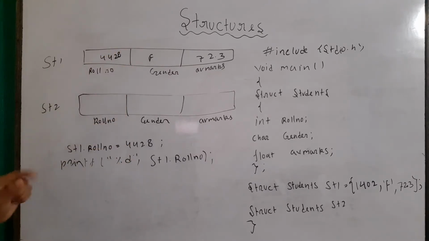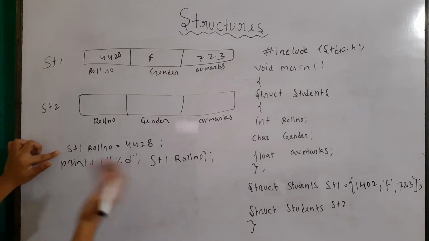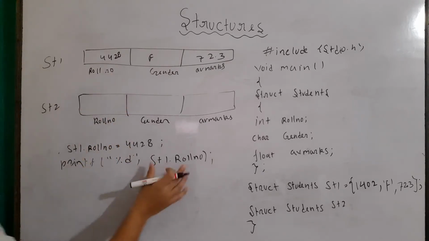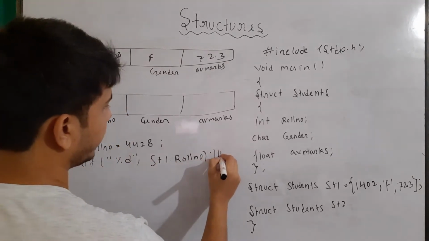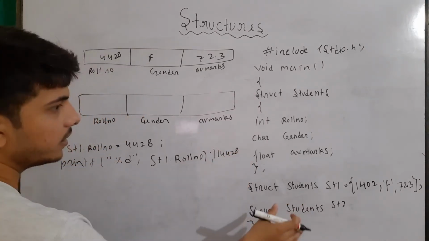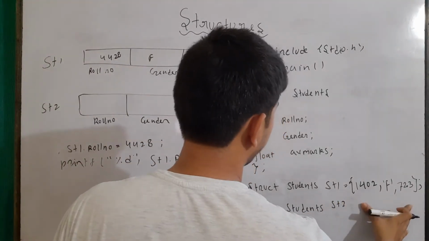So this will now become 4428. Okay, you can also take the input using scanf, right? As we have talked in the previous video. So now it will give me output as 4428, right? So for initialization we use this way, right?